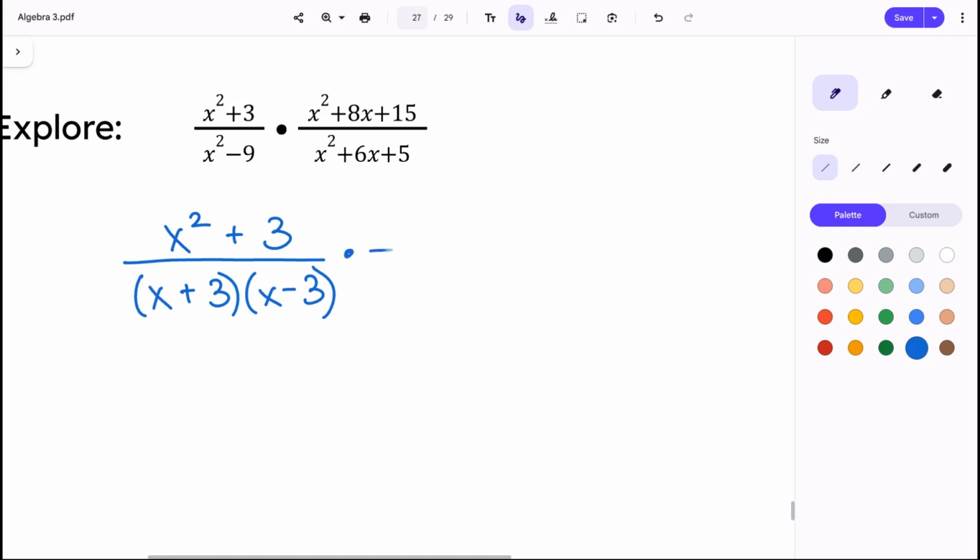How about the other side? Let's start with the top. X plus 3 and then x plus 5. Good. And the bottom? X plus 4 and then x plus 5.